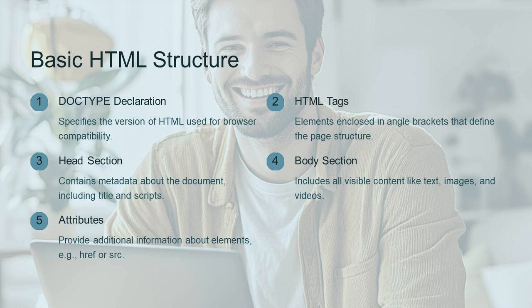Let's discuss the basic structure of HTML, which is divided into 5 simple things. Doctype declaration, which specifies the version of HTML used for browser compatibility. Next is HTML tags, which are elements enclosed in angle brackets that define the page structure. Next is the head section, which contains metadata about the document, including title and scripts. Next is the body section, which includes all visible content like text, images, and videos. And last is attributes, which provide additional information about elements, for example href or src.